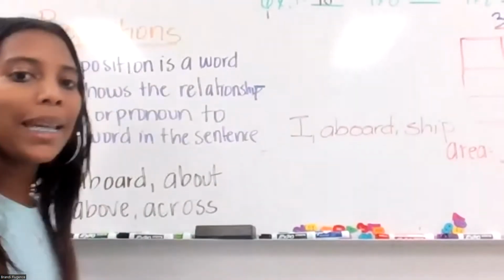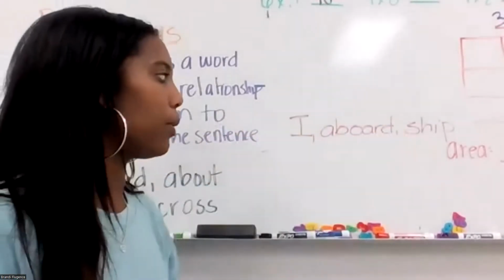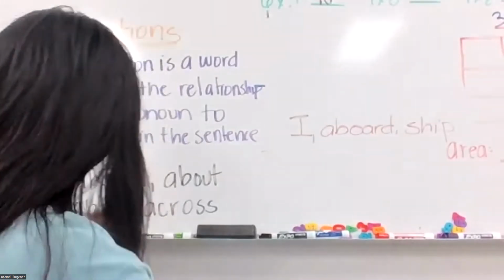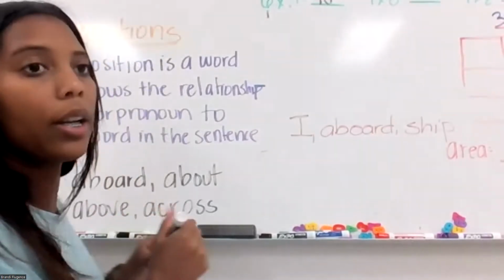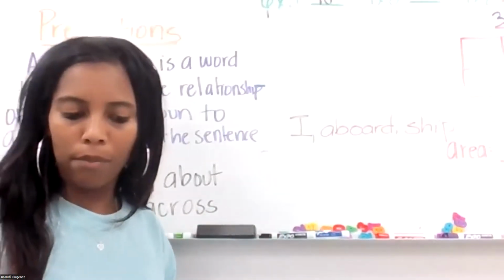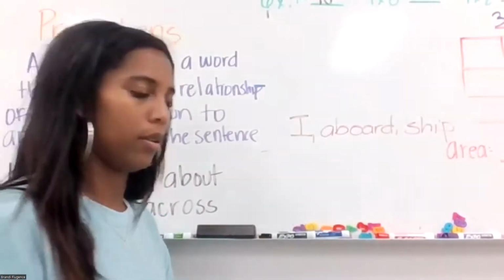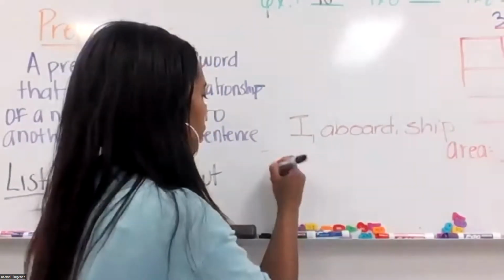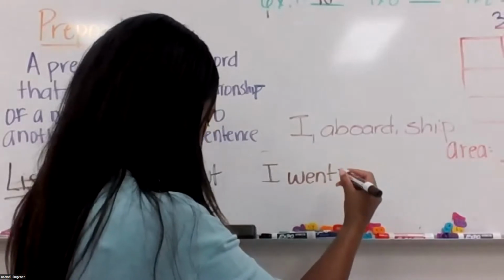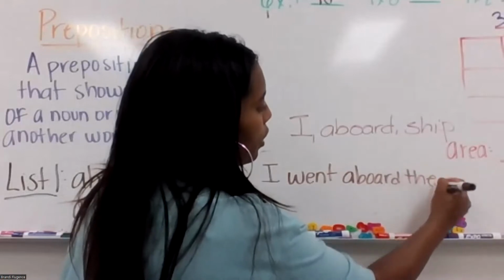So if I was making a sentence, what could I say with I, aboard, and ship? What's the sentence I could say? I aborted the ship. Okay, give me a little more. I went aboard the ship. So you see here, we just added went to kind of help. I went aboard the ship.